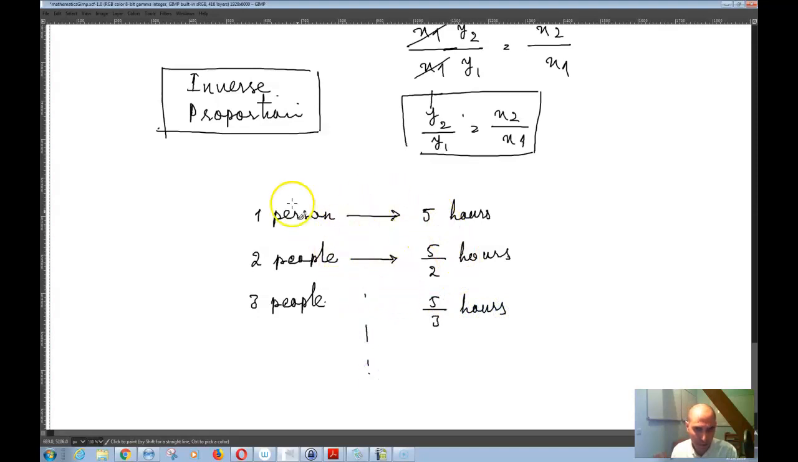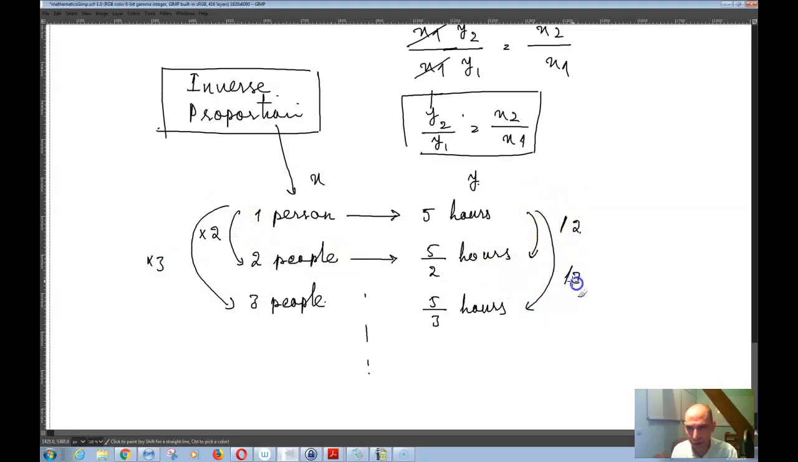So this kind of situation is called inverse proportion, meaning that if you multiply one of the amounts, for example, let's take this as your x and this as your y, when you multiply your x by some constant, your y is divided by that constant. So you see over here, you're multiplying by 2. Here you're dividing by 2. Here you're multiplying by 3. Here you're dividing by 3, and so on and so forth. This is called inverse proportion.